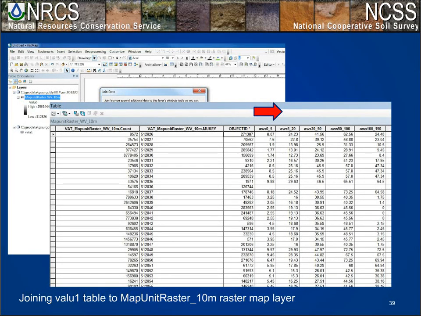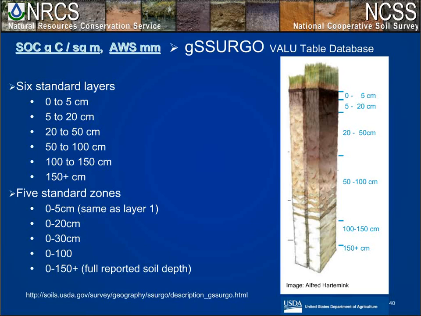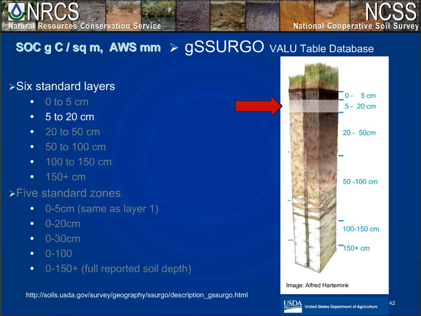To the right of the red arrow here, you'll see now there are columns called AWS 0 to 5, AWS 5 to 20, 20 to 50, and so on. These are some of those standard layer values that we'll review. All right, as I mentioned earlier, both the soil organic carbon and the available water storage will be presented according to 6 standard layers or 5 standard zones. So 0 to 5, 5 to 20, 20 to 50, 50 to 100. These are kind of like standard slices through the soil. 100 to 150, which is often a de facto effective rooting depth. And then if we do have any depths reported below 150 centimeters, those are also in that slice.